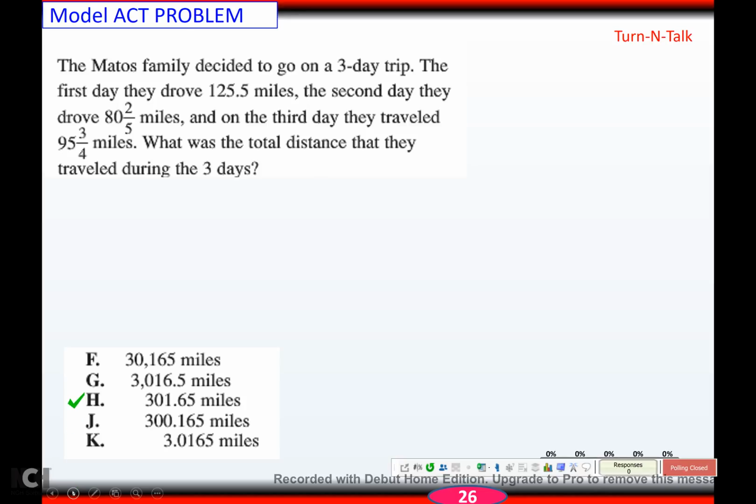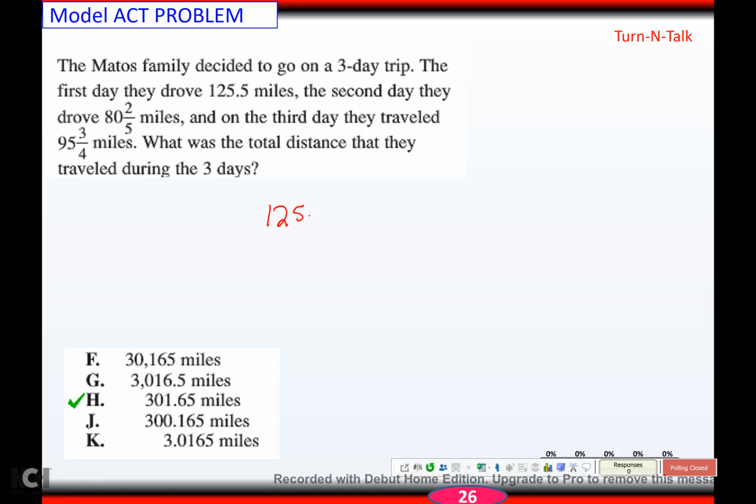And hopefully you got H. So it says the Matos family decided to go on a 3-day trip. The first day they drove 125.5 miles. The second day they drove 80 2/5 miles. And on the third day they traveled 95 3/4 miles. What was the total distance they traveled during the 3 days? Well, you either need to go fraction or decimal.